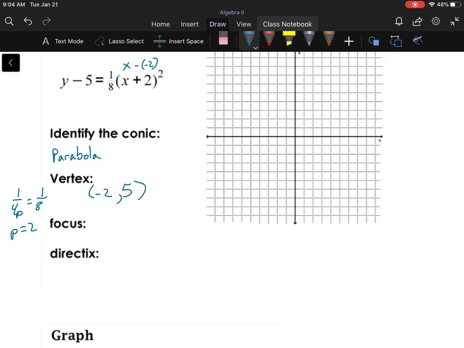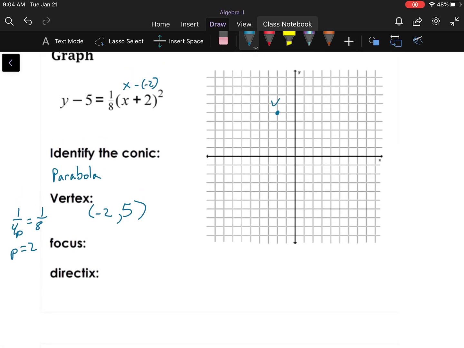Now, from that vertex at negative 2, 5, I want to know which way it opens. Remember, if y is the one that's to the first power and x is being squared, it's either up or down, just like the old school ones. Since that's positive, it's going to open up. So that distance of 2 is going to be from the vertex.